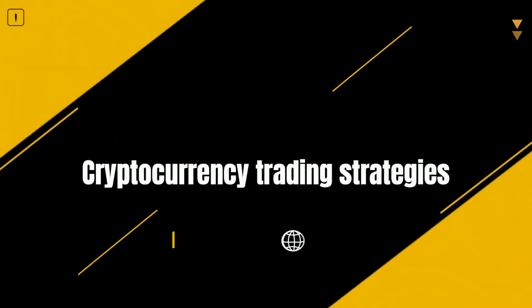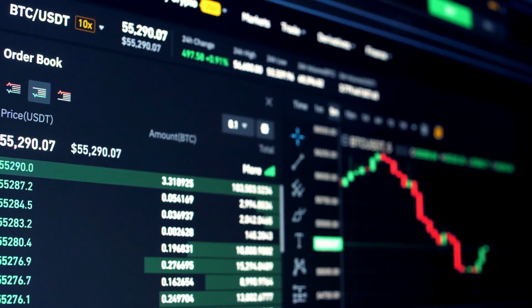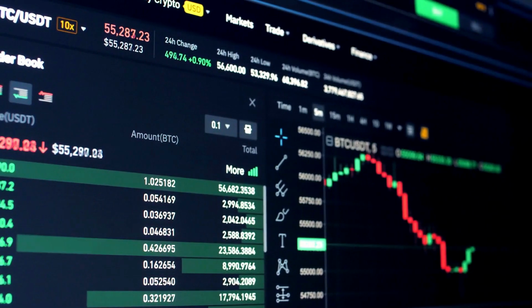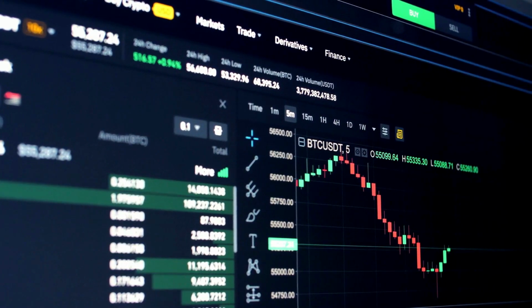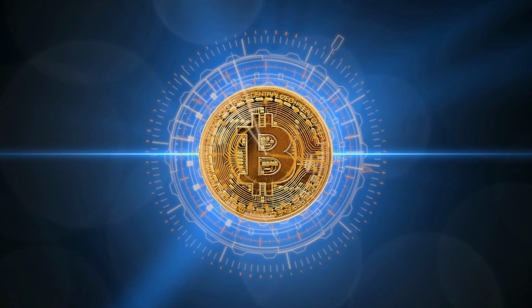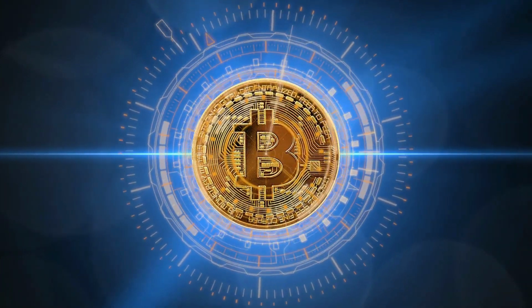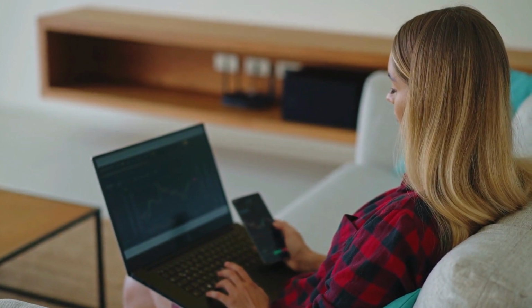Cryptocurrency trading strategies. These strategies involve various approaches and techniques to make informed decisions when buying or selling digital assets. Here are some popular cryptocurrency trading strategies. Number 1. Day trading. Day trading involves executing multiple trades within a single day, taking advantage of short-term price fluctuations.